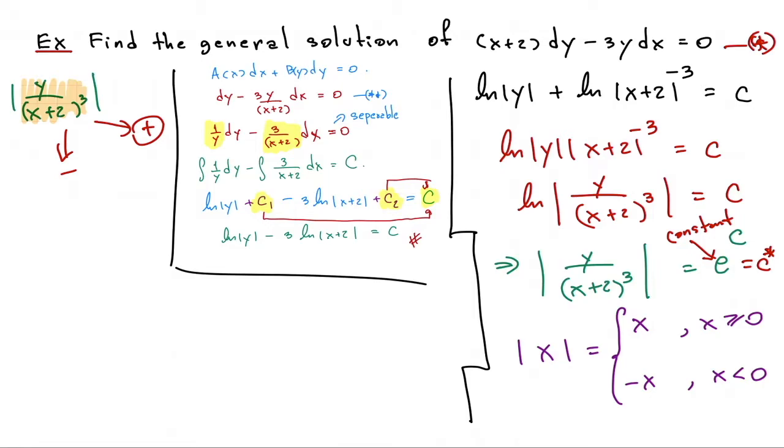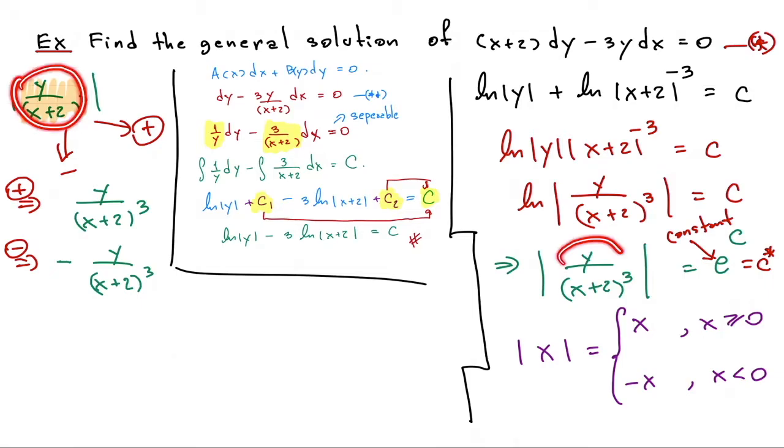So what I'm saying is that it can be either y divided by x plus 2 cubed, right? We just get rid of the absolute, in the case that it is positive. And in the case that it is negative, it would be minus of y divided by x plus 2 cubed, right? Because if the thing inside is positive, just get the thing inside. But if the thing inside is negative, you get the minus of the thing inside. Make sense?